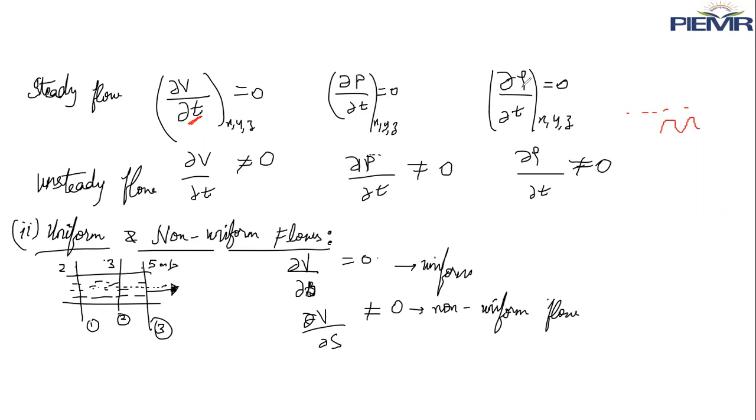Pressure is also not changing, density is also not changing. If these parameters are not changing with time, then it is known as steady flow. And if they are changing with time, then inka differentiation with respect to time will not be zero. It will be some quantity that is unsteady. Next is uniform and non-uniform.